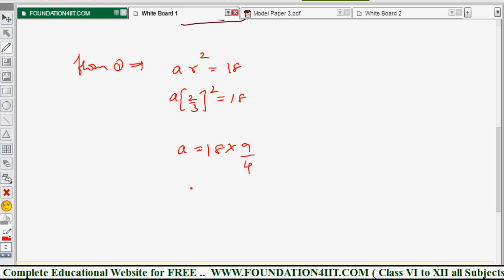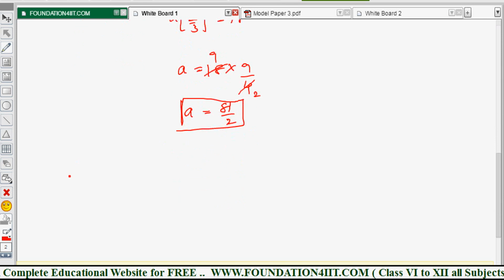So A is equal to 18 into 9 by 2. So you can cancel this 2 with 18, giving 9. So 81 by 2. Then the A value is 81 by 2. This is the first term. Now once you know the R value, the common ratio, and the first term, then the 10th term is simple.